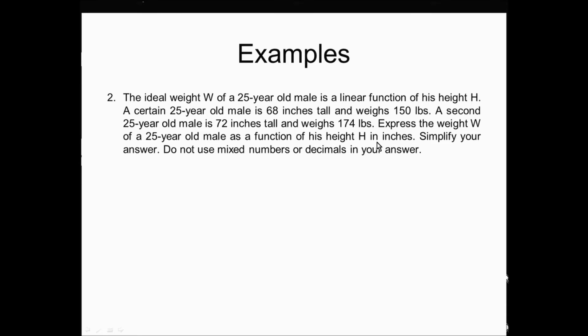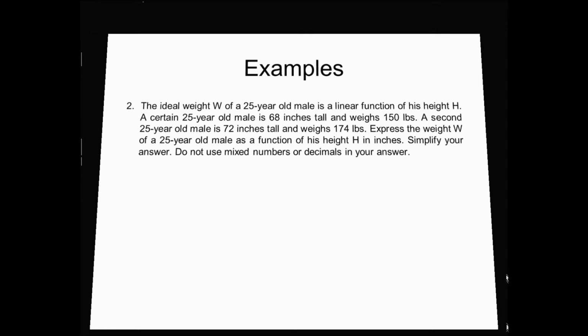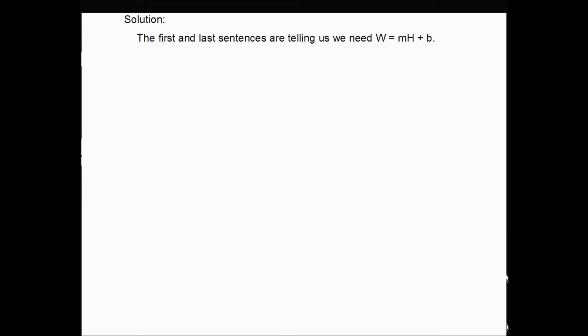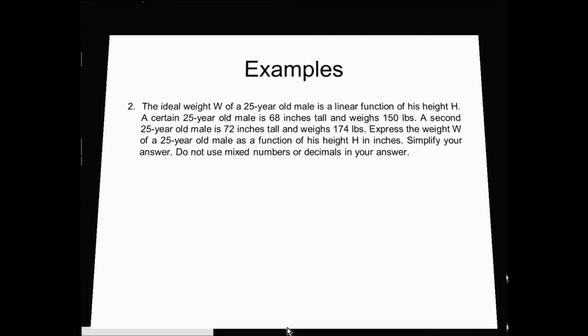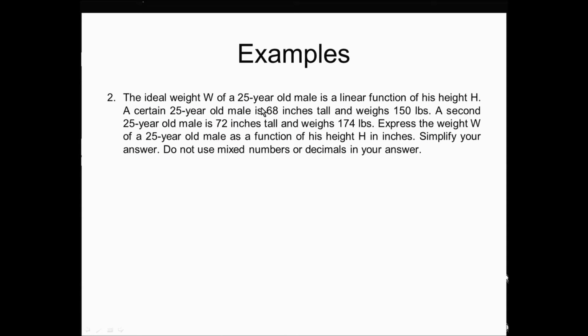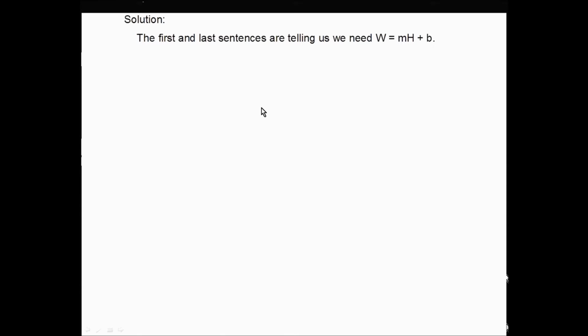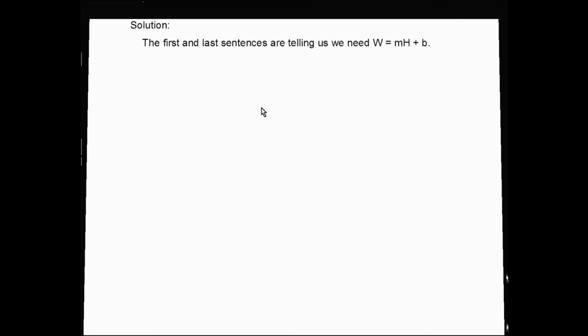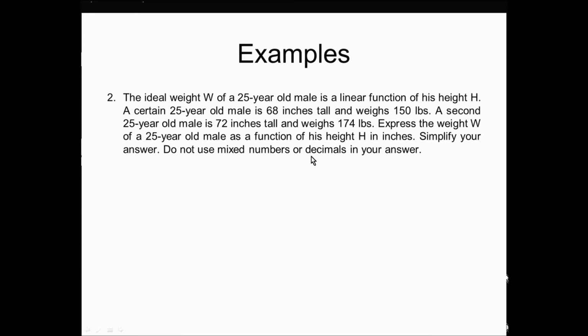Now, this sentence that says express and the first sentence, they're saying the same thing. They're telling you W equals mh plus b. So again, let me go back in case you missed it. The first sentence says W equals mh plus b. Again, I had two heights and weights. I've got an h1, W1: 68, 150, and I've got an h2, W2: 72, 174.